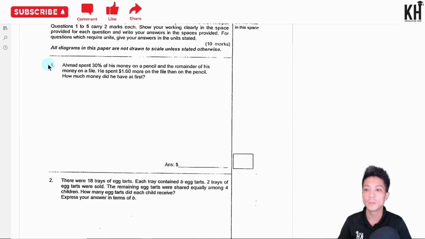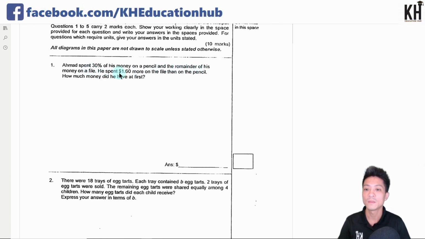We move on to paper 2, question 1. Ivan spent 30% of his money on a pencil and the remainder of his money on a file. He spent $1.60 more on the file than on the pencil. So how much money did he have at first?